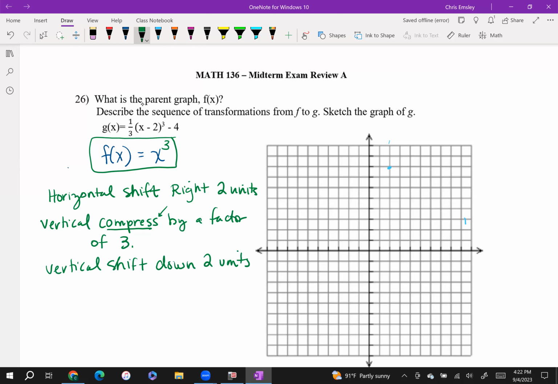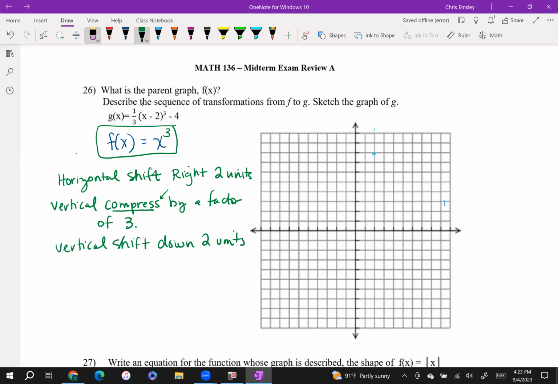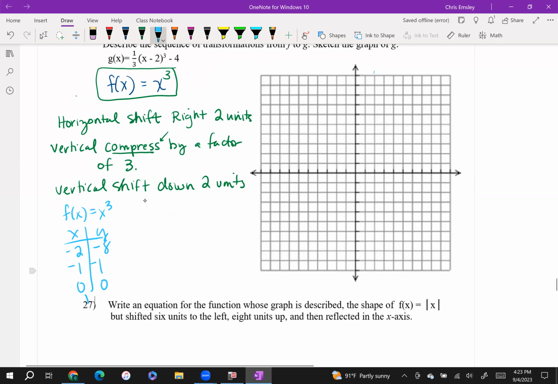And then we need to sketch this graph. So I think maybe I'm going to start by looking at what that parent function looks like. Okay, that f of x equals x cubed. I happen to have some of these values memorized. -2 cubed is -8. -1 cubed is -1. 0 cubed is 0. I ran out of little room here. 1 cubed is 1. And 2 cubed is 8. So we can kind of sketch that in just for our reference.